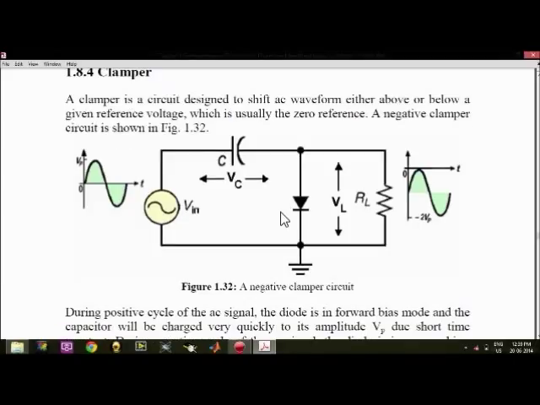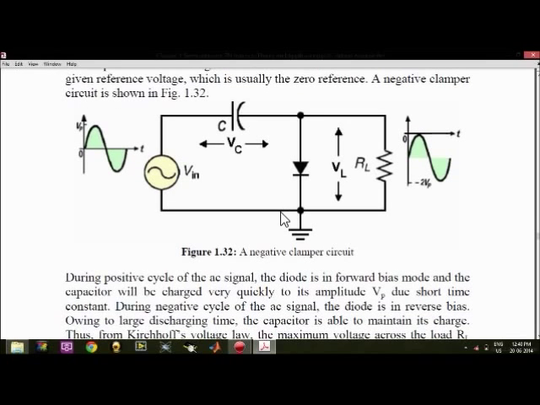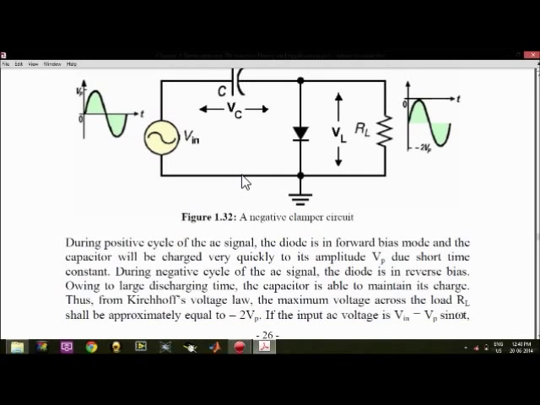So seeing this picture, during the positive cycle of the AC signal, the diode is in forward biased mode and the capacitor will get charged. So its amplitude Vp is constant for a short time. And during the negative cycle of this AC, the diode is in reverse bias condition and is unlikely to discharge through this capacitor, and it will maintain its charge. Thus if you apply Kirchhoff's voltage law, in this case the maximum voltage across this load RL shall be approximately equal to minus 2 Vp if the input voltage is V in equals Vp sin omega t.